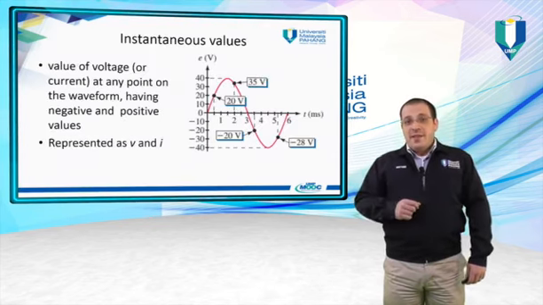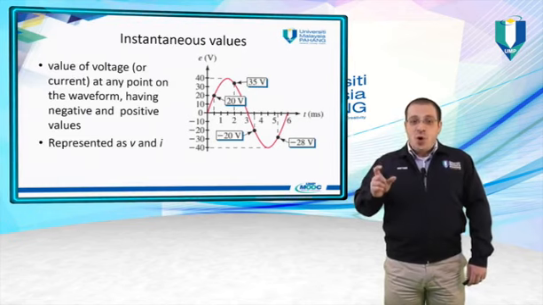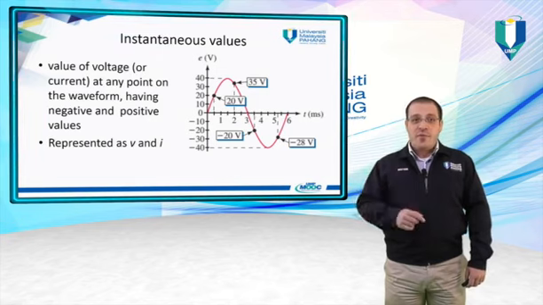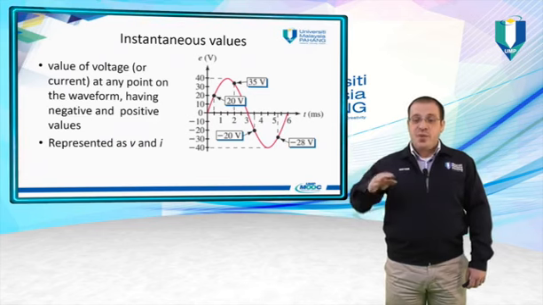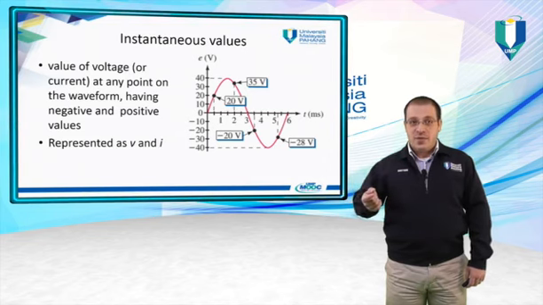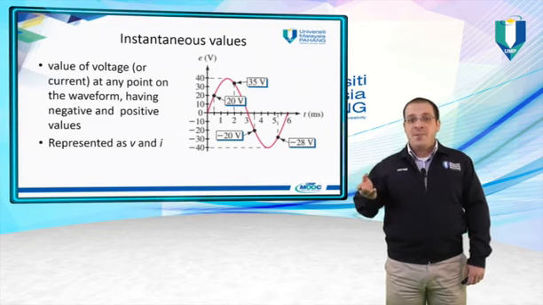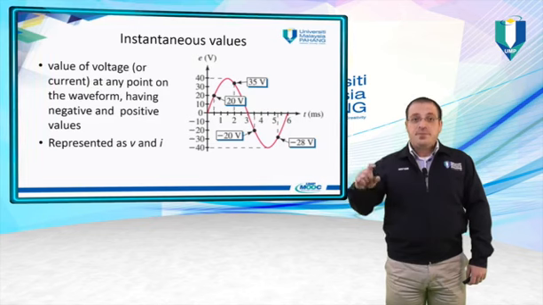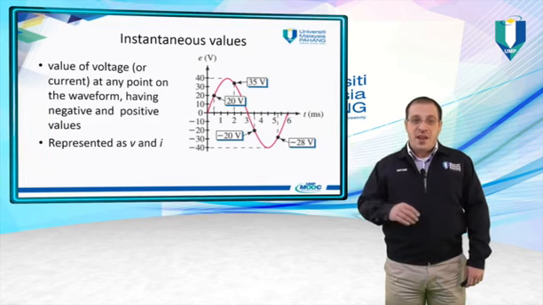But keep in mind that the phasor is drawn at the initial time, but the value of voltage or current at any point of the waveform has negative and positive values. It's always changing between negative and positive, represented by v and i. When we use the small letter, we are showing the instantaneous values. When we use the capital letter, which is used by the phasor, it represents Vm, the maximum value, for example.